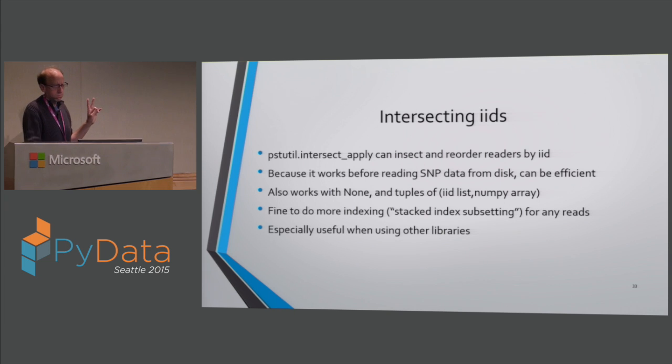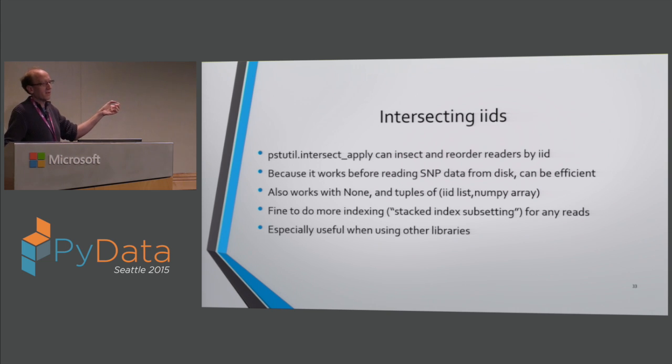I think there's one more section specific to genetic data, and then we'll look at broader topics. So in this section, we saw that intersect apply can intersect and reorder readers by IID. It works before reading the SNP data from disk, so it can be very efficient. I didn't show this, but it also works with None. It works with any number of SNP readers. You can pass in a None, and you'll just get a None back.